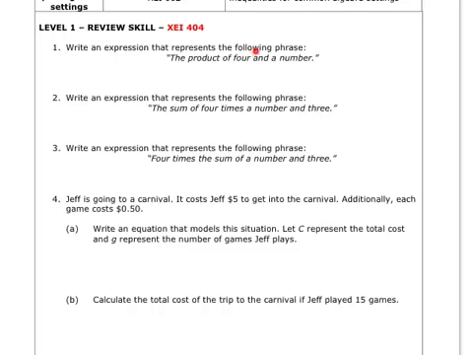Write an expression that represents the following phrase: the product of 4 and a number. Okay, well, we need to know what product means, and that is multiplication. So the multiplication of 4 and a number. So that means 4 times a number. And when you see the word a number, that's going to be a variable, x or n or y, whatever variable you want to use. Okay, let's go on to the next one.